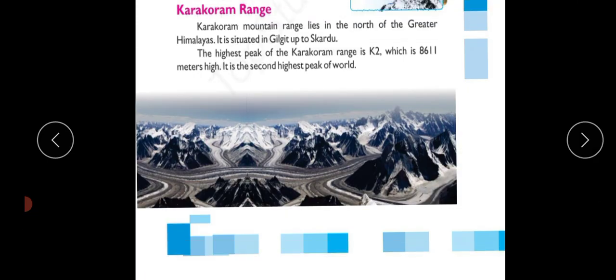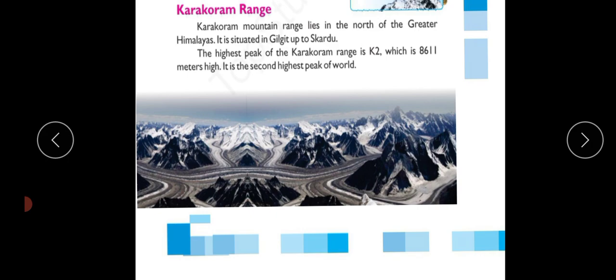So Karakoram range lies in the north of the Greater Himalayas and it is situated in Gilgit up to Skardu. Okay. It is a range spanning the borders of China, India and Pakistan, and its highest 15 mountains all are based in Pakistan. Karakoram range के जो 15 highest mountains हैं वो पाकिस्तान में पाए जाते हैं.